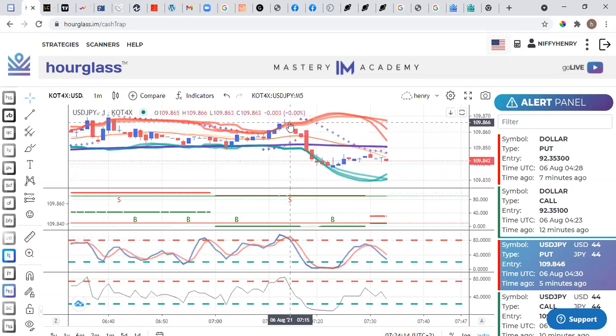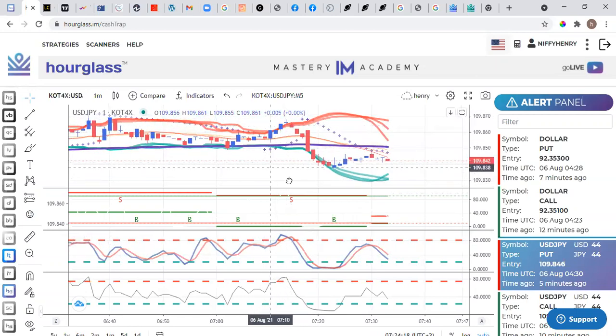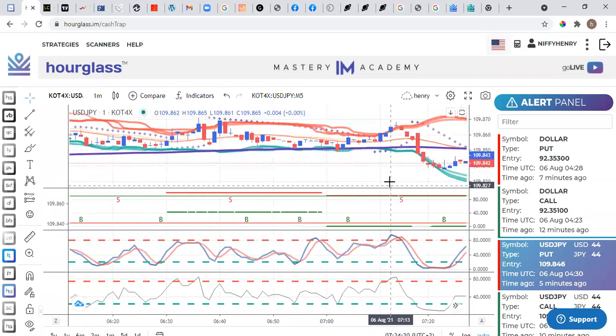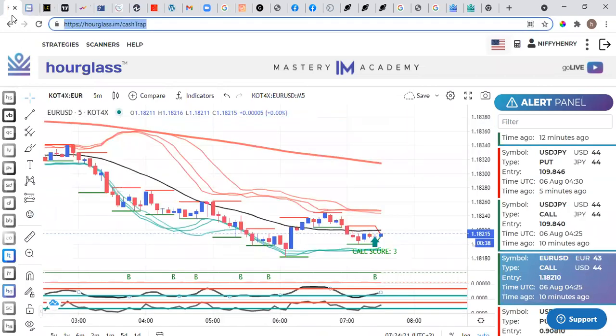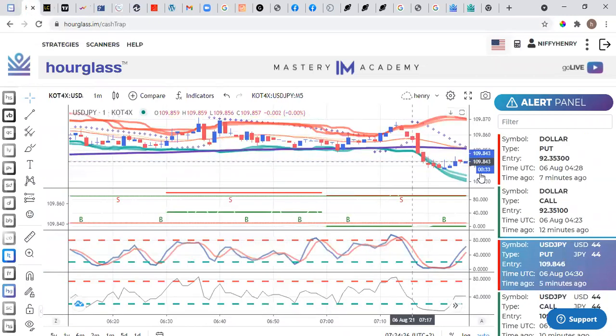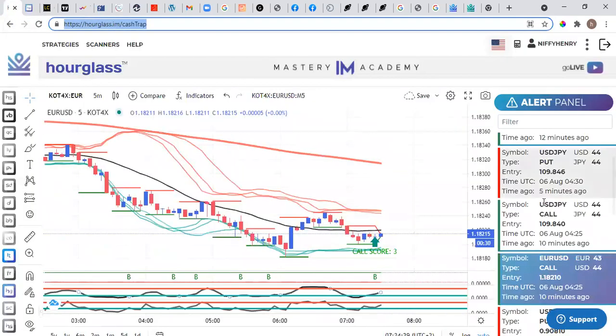So at this point now, this place, you are looking for a sell. And for the fact that it has even touched the support line, Cash Trap gives you the support line automatically. USDJPY.